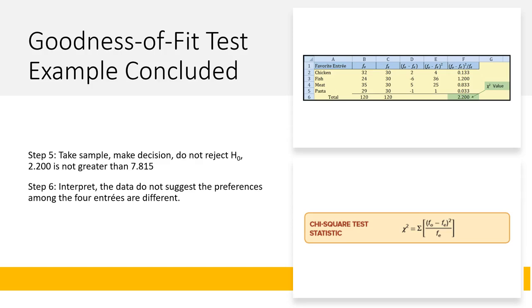Here we do not reject the null hypothesis. We're going to conclude the differences between the observed values and the expected values are going to be due to random chance.